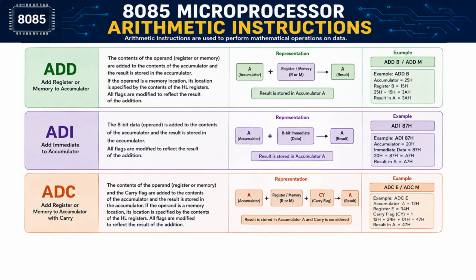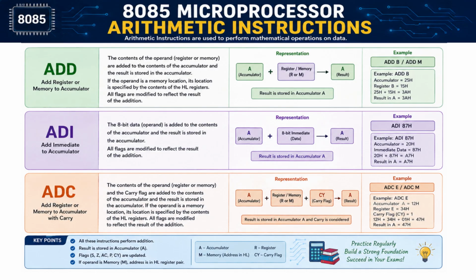Before moving to the next slide, let's quickly revise this important point. ADD adds data from a register or memory to the accumulator. ADI adds the immediate 8-bit value to the accumulator.